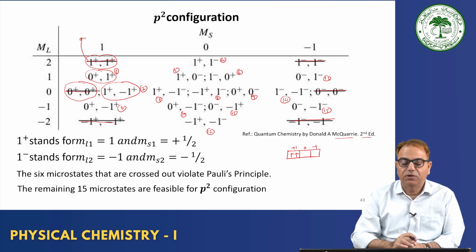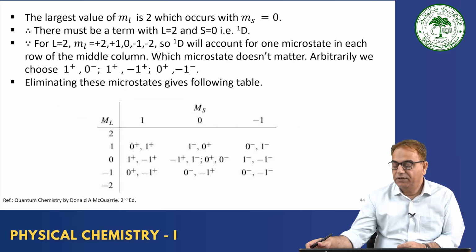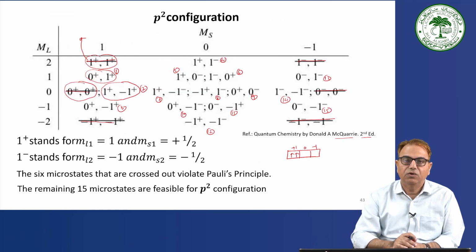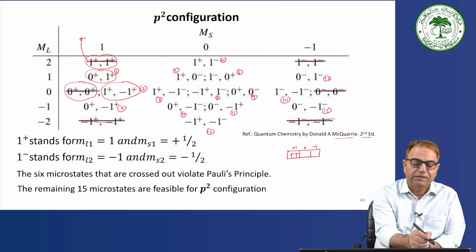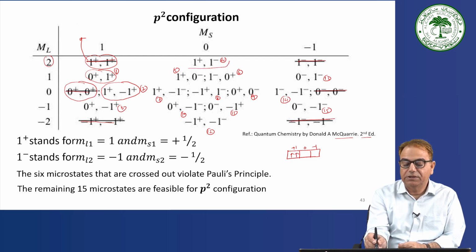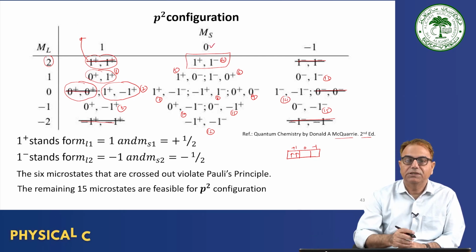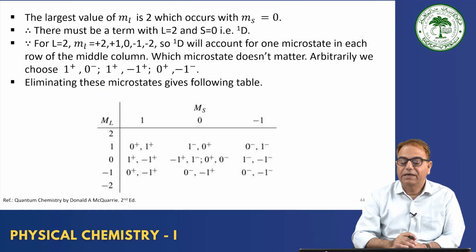Now, once you have this table, it is very easy to write the term symbol for the hydrogen atom. What does it mean? In this table, you find the largest value of ml. The largest value of ml is 2, and in the first row, ml is equal to 2, you find only one microstate, the 4th microstate I have given a symbol, which has ms equal to 0. So we say the largest value of ml is 2, which occurs with ms equal to 0.